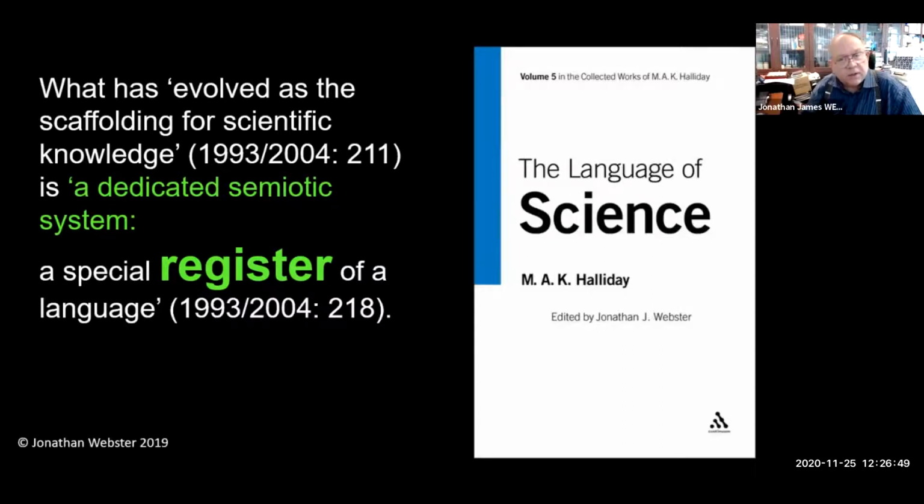Register. What's register? A variety defined according to use. So what does that mean? That means it could relate to what you're talking about, field. Who is talking to whom, tenor, how it is communicated, mode. These aspects define the context of situation. And in that context of situation, then how do you communicate? How do you use language?